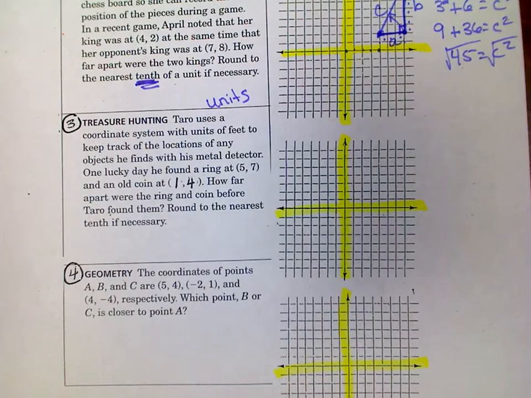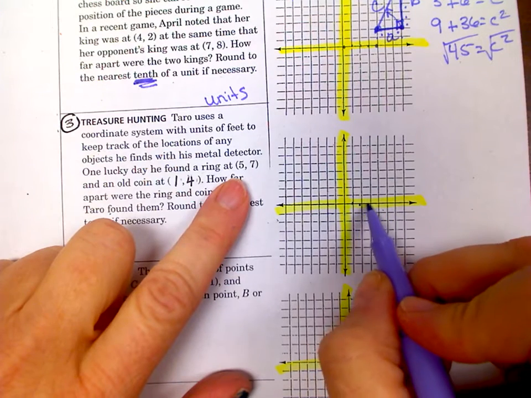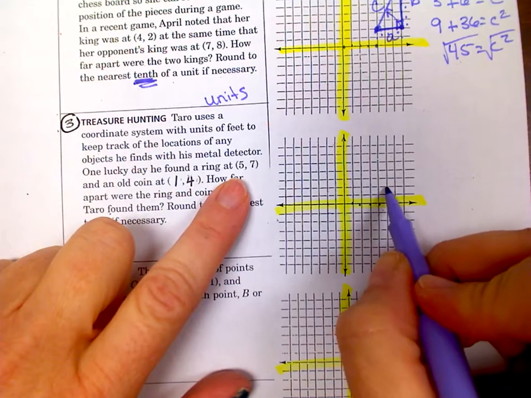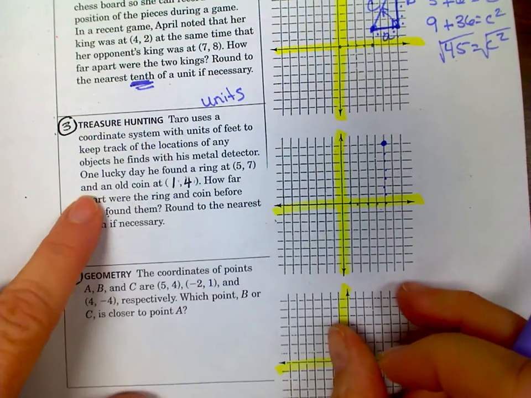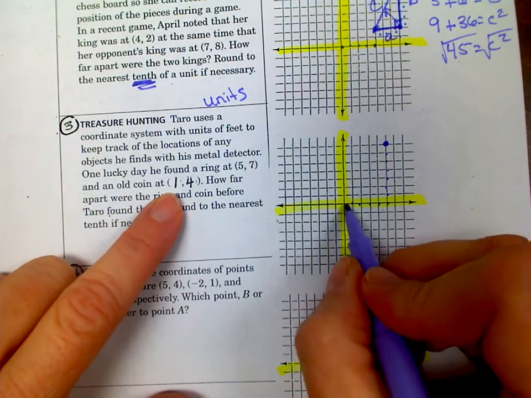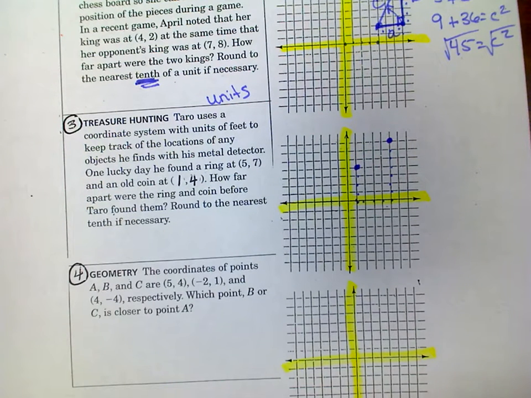Number 3, treasure hunting. Tarot uses a coordinate system with units of feet to keep track of the locations of any object he finds with his metal detector. One lucky day, he found a ring at 5, 7. So, 1, 2, 3, 4, 5. 1, 2, 3, 4, 5, 6, 7. There's his ring. And an old coin at 1, 4. How far apart were the ring and the coin before Tarot found them? Round to the nearest tenth.